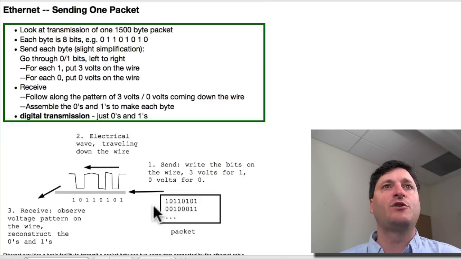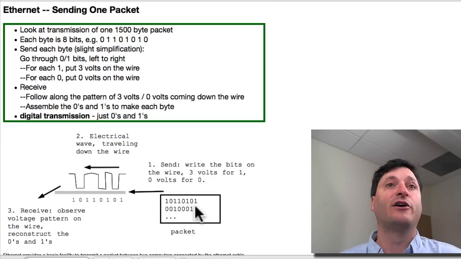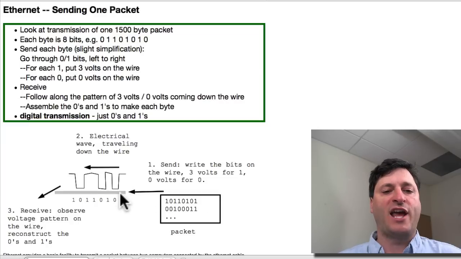It's just going to follow a scheme saying, let's say that for each one, we'll call that 3 volts. So I'll put 3 volts on the wire. And every time there's a 0, I'll put 0 volts on the wire. And so it just reads through. You don't have to understand electricity to follow along, but it reads through and puts a pattern of ones and zeros on the wire. And I'll hand wave a little bit, but it turns out that pattern of ones and zeros travels along the wire here.